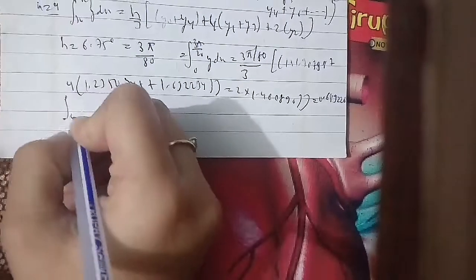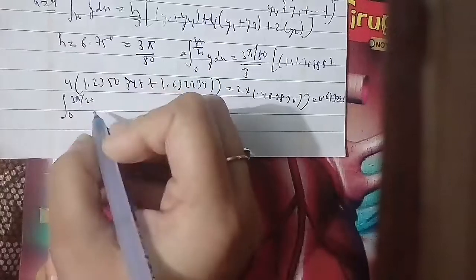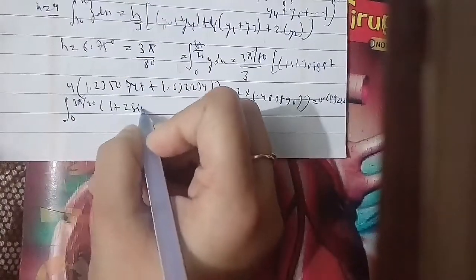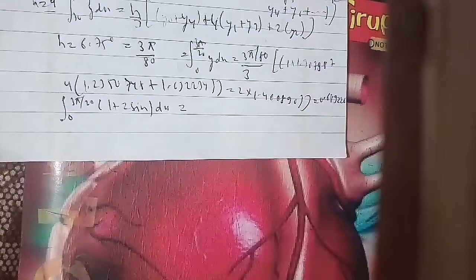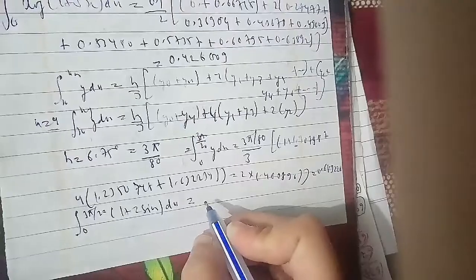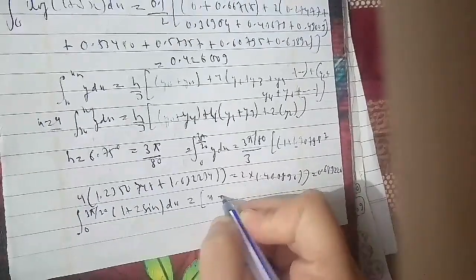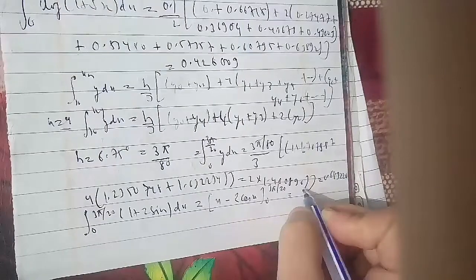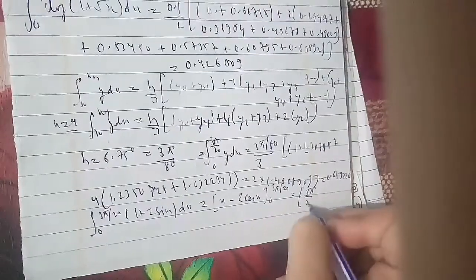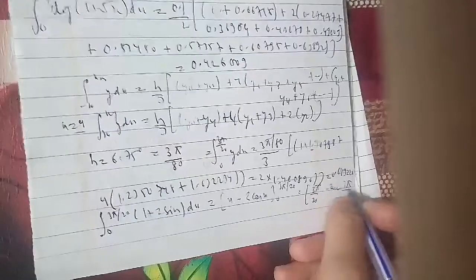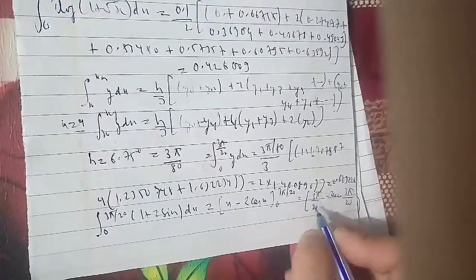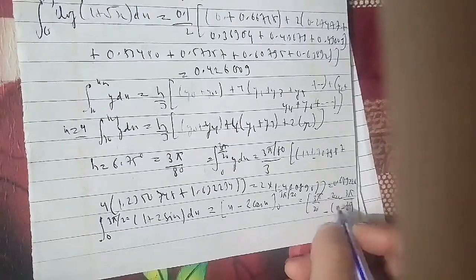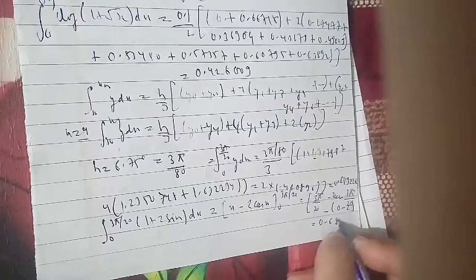The actual value of the integral from 0 to 3 pi by 20 of (1 plus 2 sin x) dx equals [x minus 2 cos x] from 0 to 3 pi by 20, which is 3 pi by 20 minus 2 cos 3 pi by 20, minus (0 minus 2). That gives the value 0.689228.